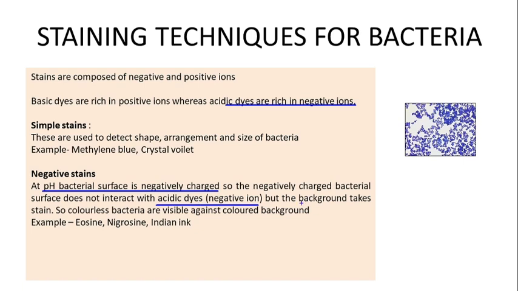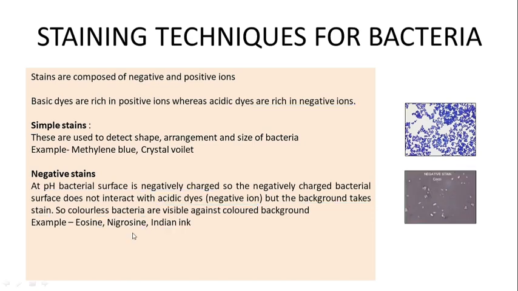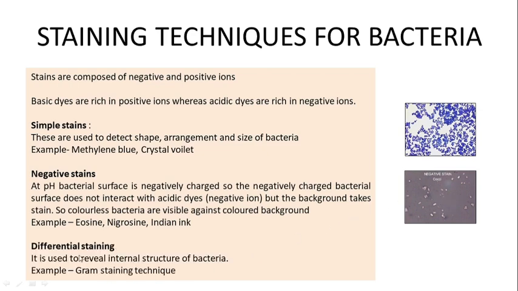So when we stain through negative stains, the background takes the stain only and bacteria remain colorless. For example, eosin, nigrosin and Indian ink can all be used. All of them are negatively charged, and therefore we don't find any color on bacteria. So colorless bacteria are visible, which is important to analyze the shape. Let us see how these negative stains look. They appear like this: colorless bacteria seen on a black background. So these are negative stains. The third type is differential staining.